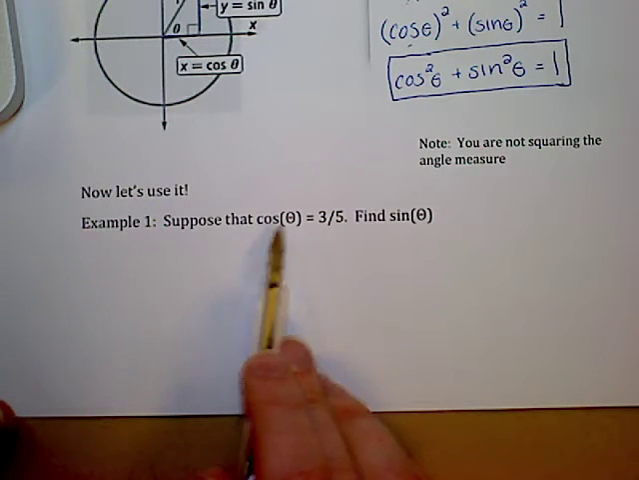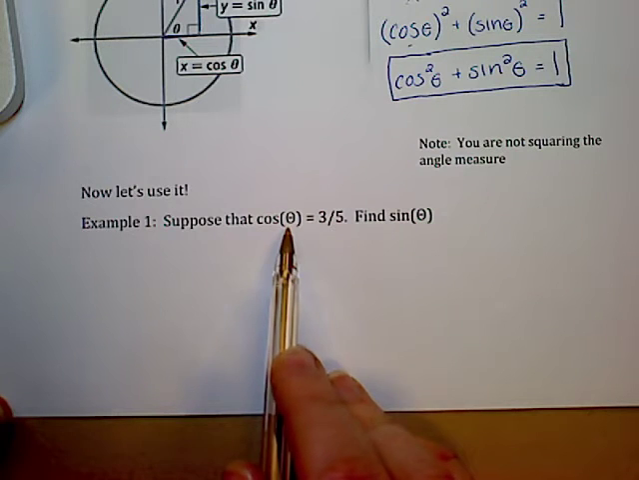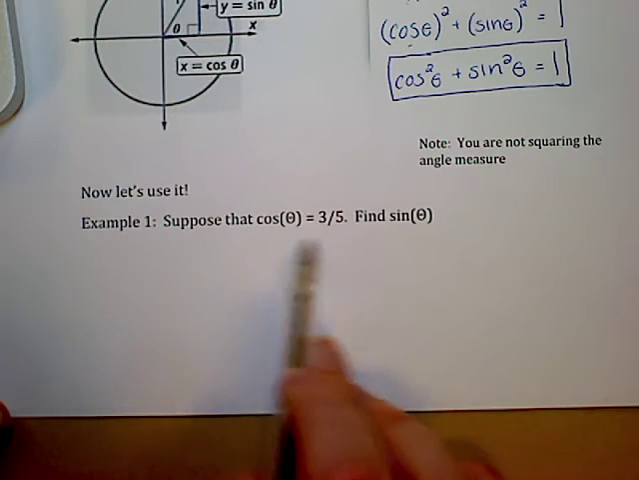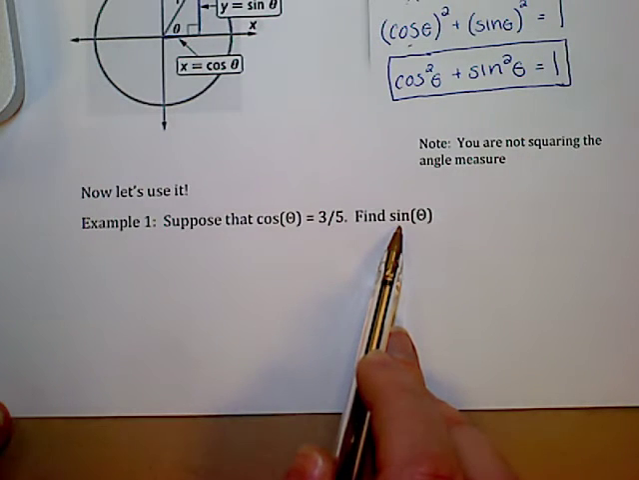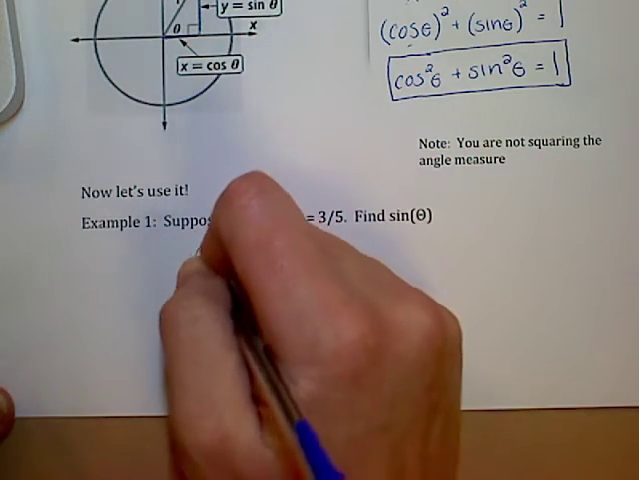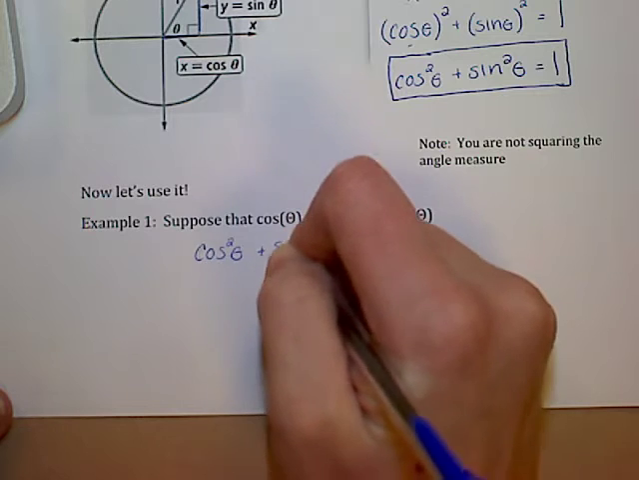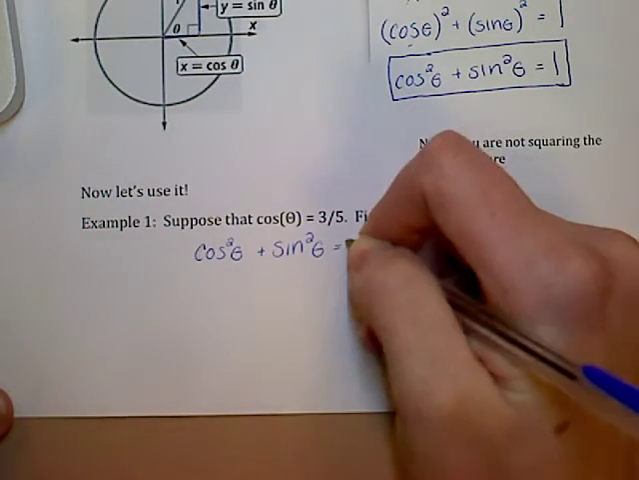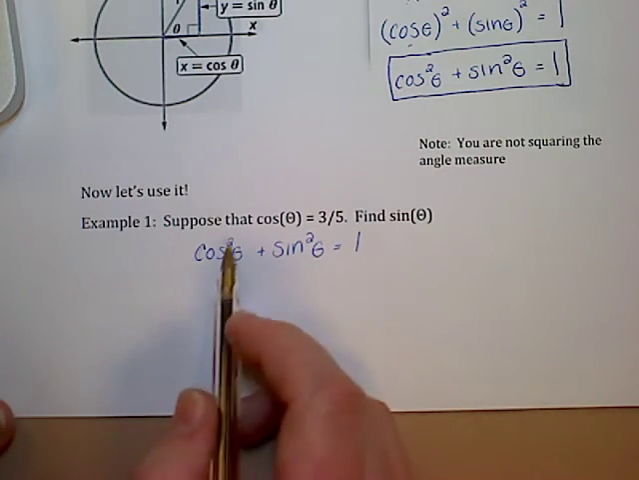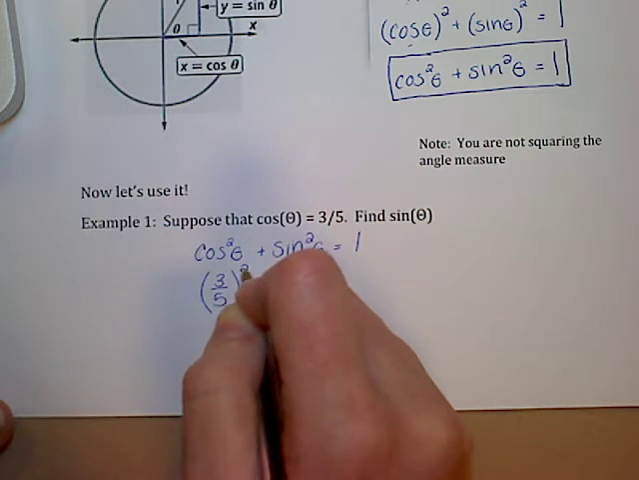Suppose that cosine of some angle theta equals 3/5. I don't know what theta is, but I do know cosine of theta is 3/5. I've got to somehow use that fact to find sine of theta. So if I think about what the Pythagorean identity says, cosine squared theta plus sine squared theta equals 1. Let's fill in what we know. We know that cosine is 3/5, so I'm going to plug it in and square it.